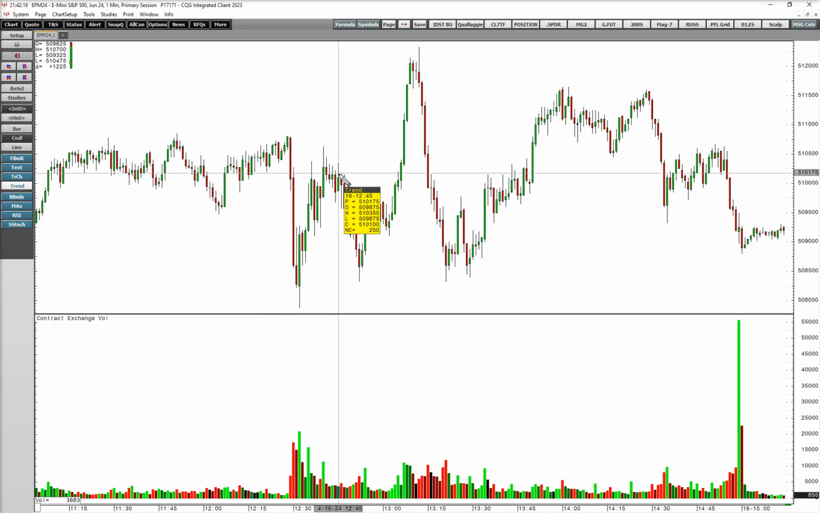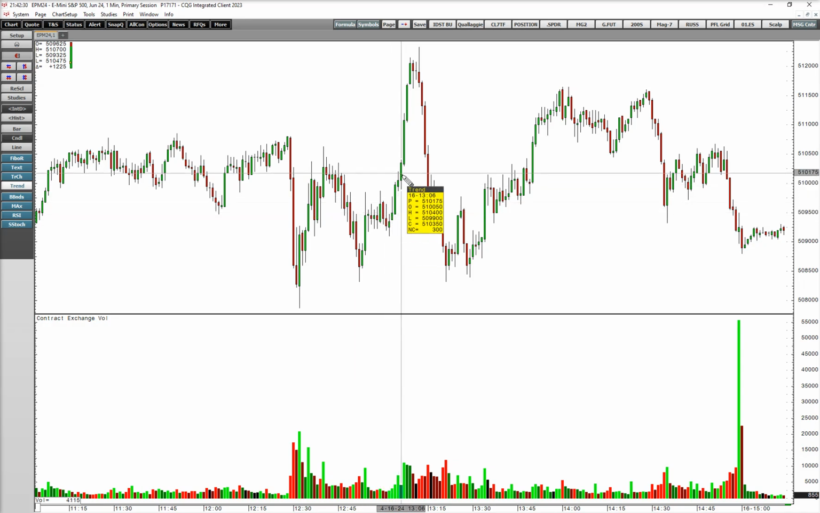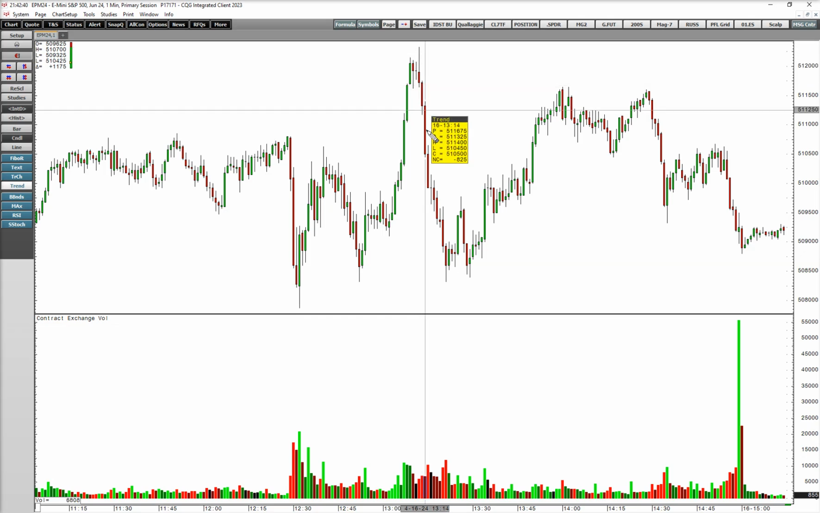And here at 12:41, we had not taken out that high, and then we spent another 10 or 15 minutes down here, actually another 20 minutes. And then we got this big thrust up into the high of day, 23.25.